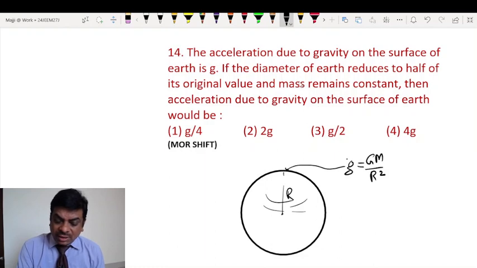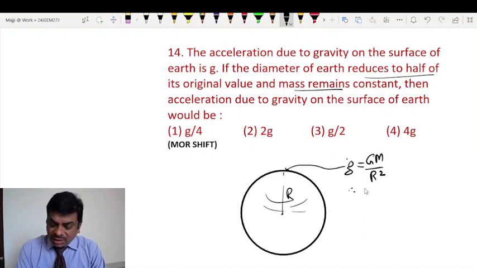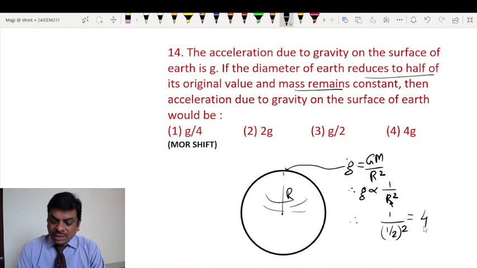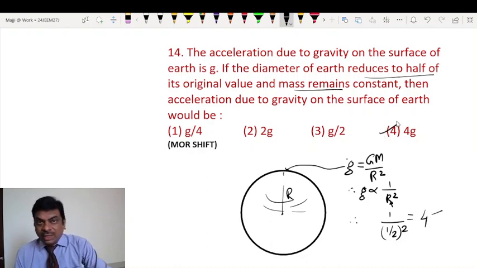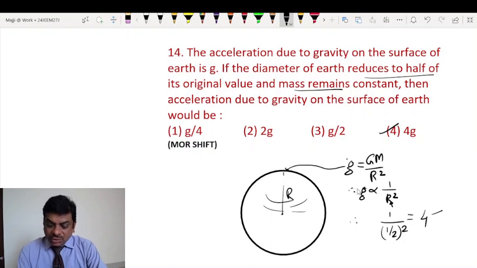So it is given that the diameter reduces to half. So naturally radius would also reduce to half. Mass remains constant, so we can write g varies inversely as the square of radius. Okay students, so here we can see radius reduces by half. So just put the factor of change in the place of r here. You will be getting the factor of change for g. So g becomes 4 times of original g.